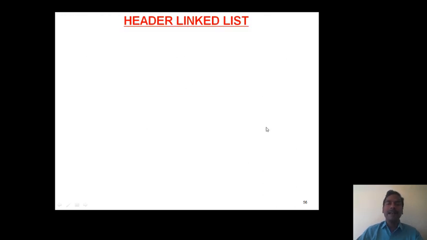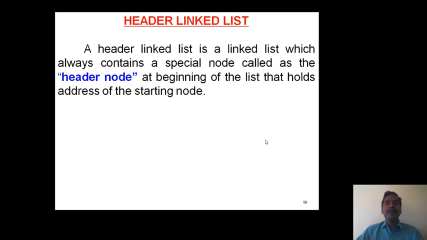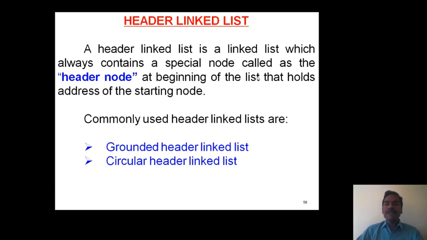The next type, header linked list. Now listen, a header linked list is a special type of linked list in which the list maintains a special node called header node, and this node is placed at the beginning of the list, and this header node is always capable of storing the address of the starting node. Based on the way of placing this header node and link parts of the nodes, header linked list can be classified into two types, like grounded header linked list and circular header linked list.